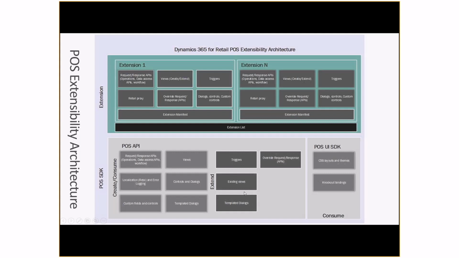And similarly, you can extend our existing views. For example, in the product details, let's take the product search screen. You want to add a custom column. So this is the existing view. You can also extend our existing view. Similarly, you can customize our out-of-the-box templates. We ship some templates, and you can customize those. Similarly, you can also override all our request responses. Either you can consume it or you can just override our request response.